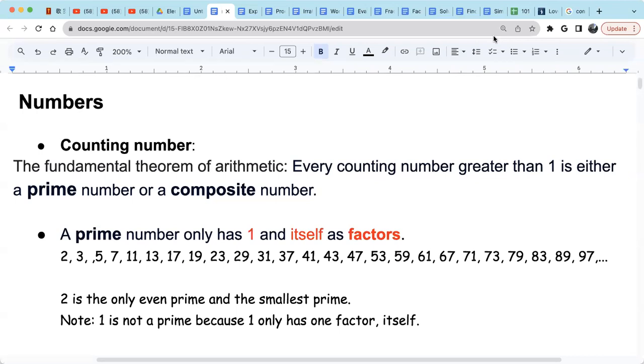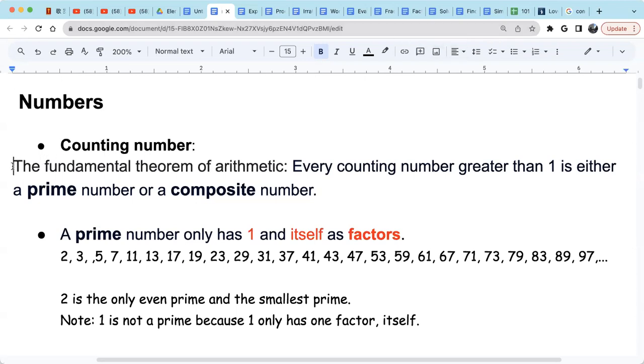Mathematical numbers. So we start with counting numbers. When we have a basket of apples, we would start with 1, 2, 3, 4, 5, and so on and so forth. Those are called counting numbers.